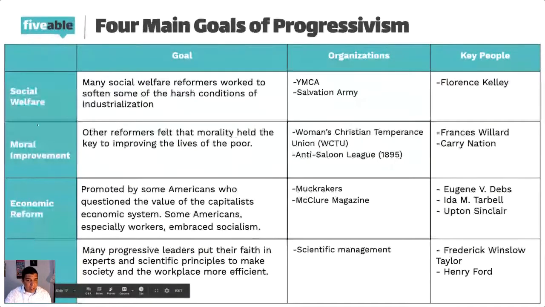Now, let's look at this goal real quick. What did social welfare mean? Many social welfare reformers worked to soften some of the harsh conditions of industrialization. Industrialization had made life really, really hard. And these social reformers wanted to fix that. So they started organizations like the YMCA. Does anybody know what the YMCA stands for?